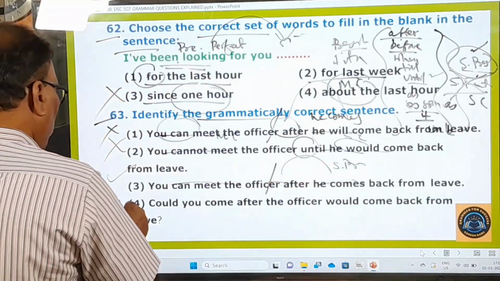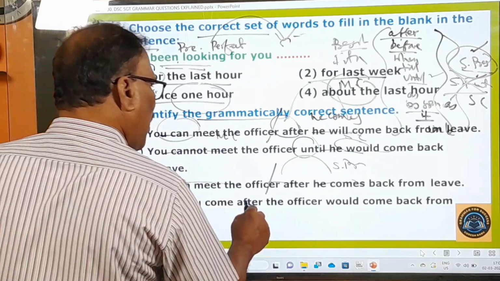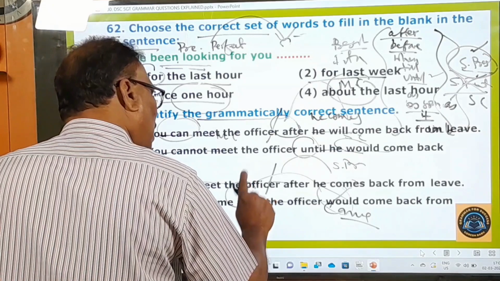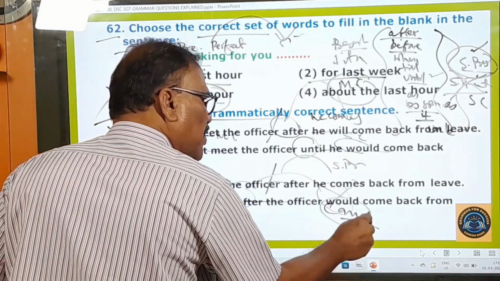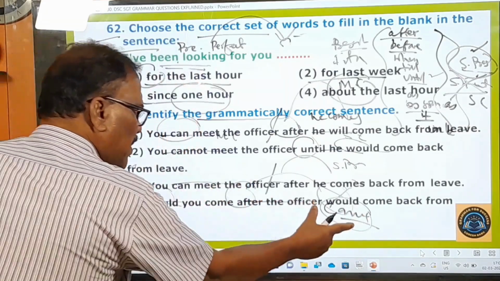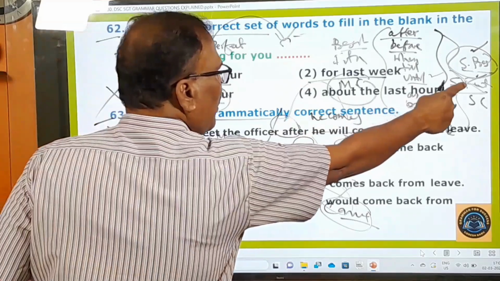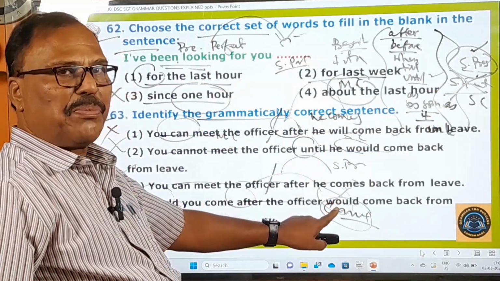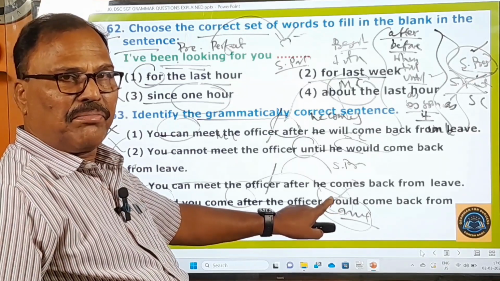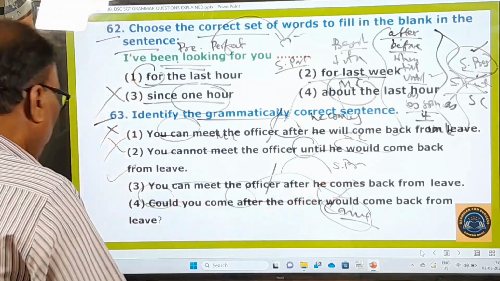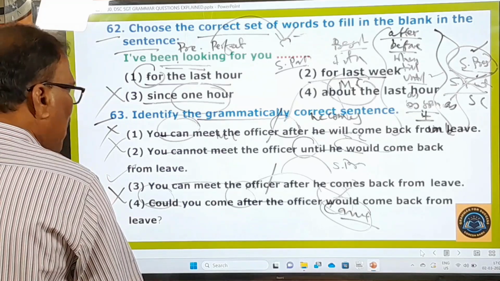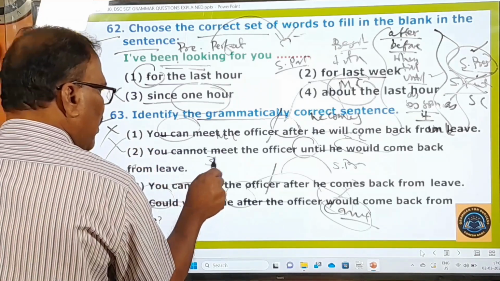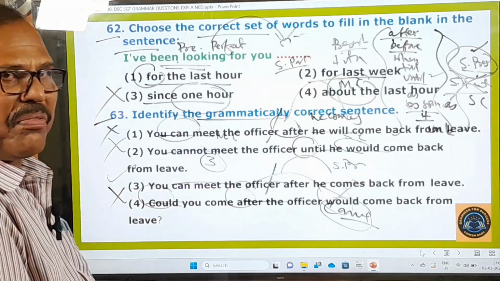And you see, the fourth one, could you come after the officer would come, because the sentence in the main clause is in the past tense. After the conjunction, there must be simple past tense. When this is the case, this must be there. Could is there, past tense. After this, simple past must be used, not the past tense of will. That should not be used. And therefore, this fourth one is wrong. First one, second one, fourth one are wrong. Only the third one is the right one. That's your answer. I hope you are following me.